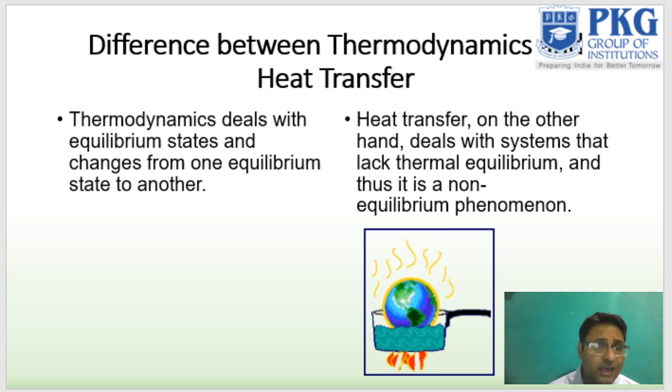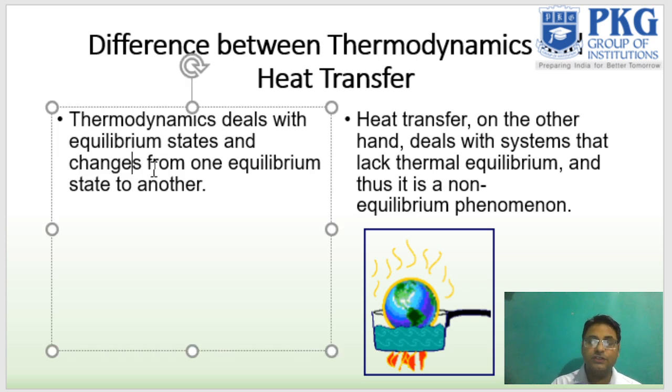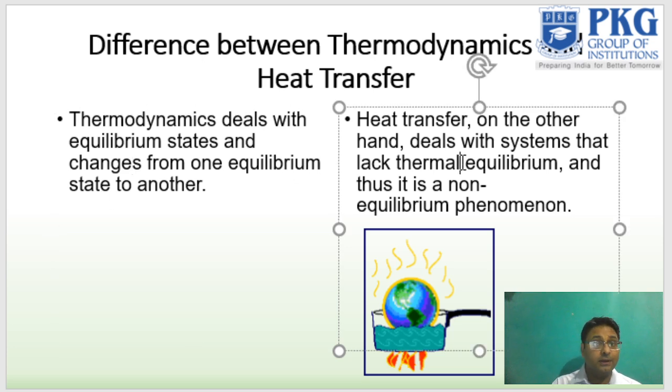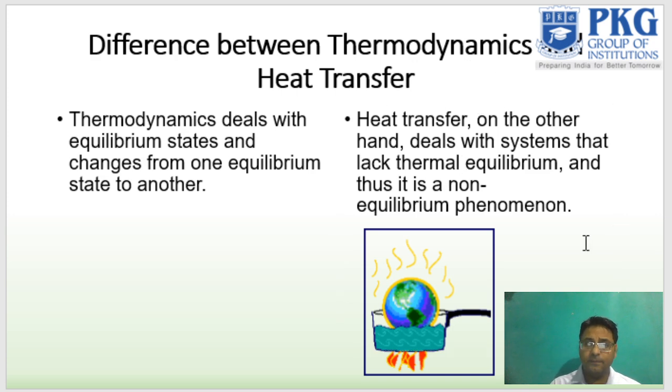So in chemical engineering, generally you have read the two subjects, thermodynamics and heat transfer. They generally relate to each other. So what is the difference between them? Thermodynamics deals with equilibrium states and changes from one equilibrium state to another. On the other hand, heat transfer deals with systems that lack thermal equilibrium, and thus it is a non-equilibrium phenomenon.